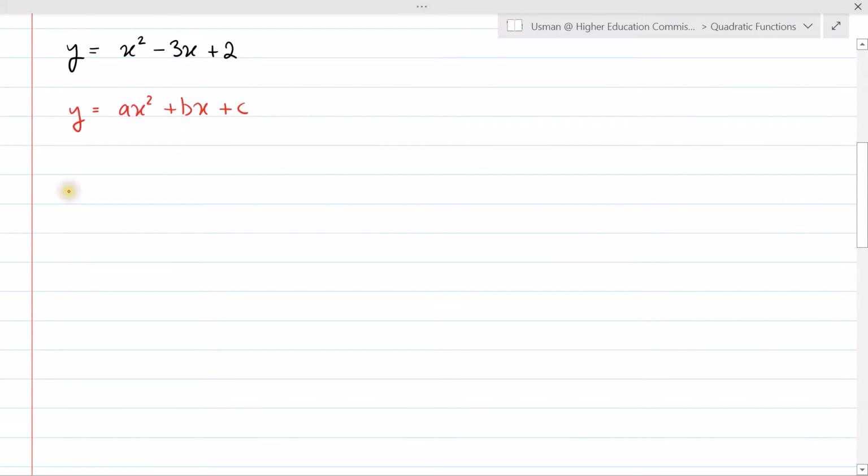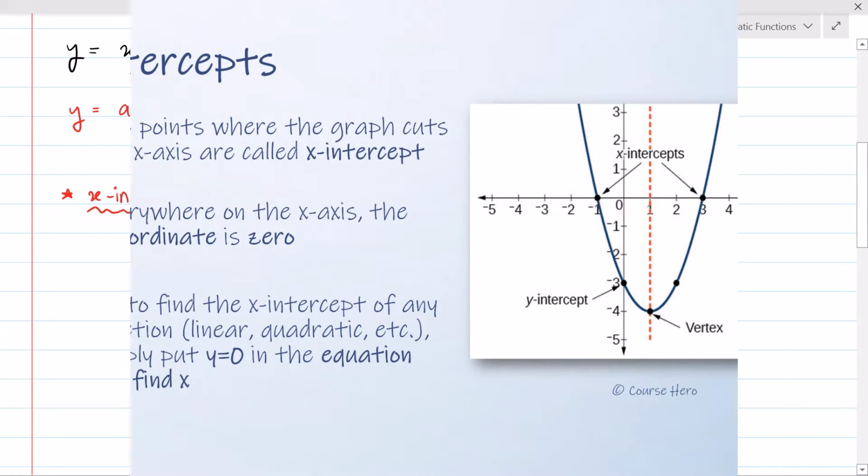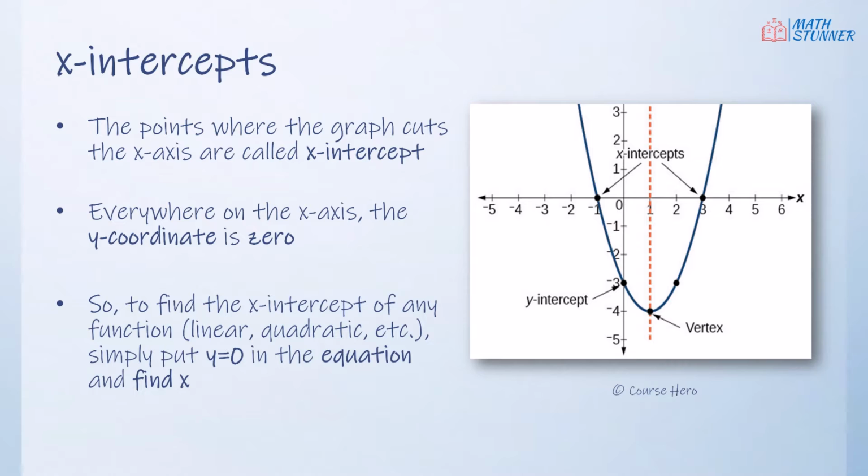In this video, we are going to look at how to find out the x-intercepts of a quadratic equation in the standard form. The x-intercepts are defined as points where your graph cuts the x-axis, meaning throughout the x-axis, wherever you may walk on the x-axis, you see that your y-coordinate is a 0.